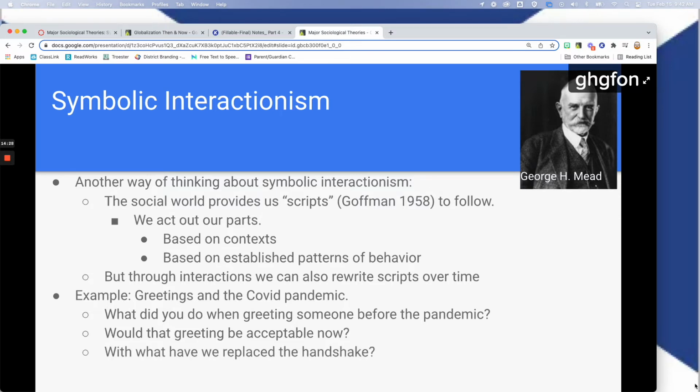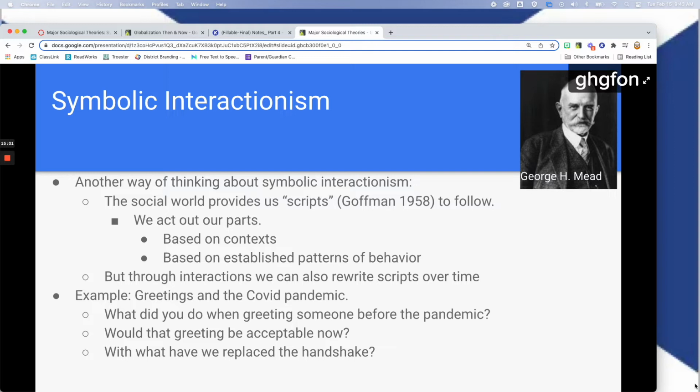Have we replaced the handshake? Yes. What do we do now instead? You might wave. What else? I've had to resort to this, and it was something prior to the pandemic I absolutely hated: the fist bump. Hate the fist bump. I won't get started on that. But I hated the fist bump, and now I do it all the time because of the pandemic. What else?